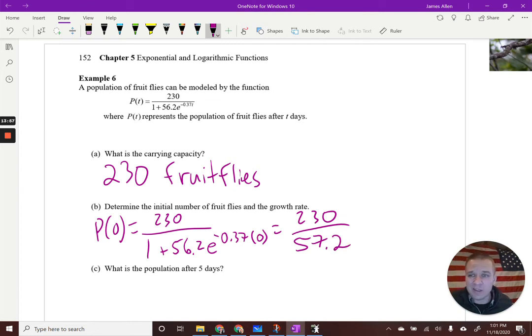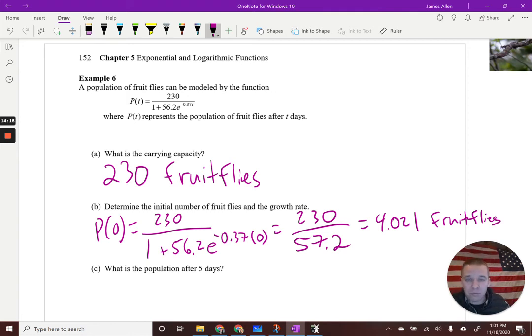If you want to make it a little easier to plug into your calculator, it's nice to do some of these more simple things outside of the calculator so you don't mess up with parentheses and things. So I did already calculate it. It is 4.021 fruit flies.